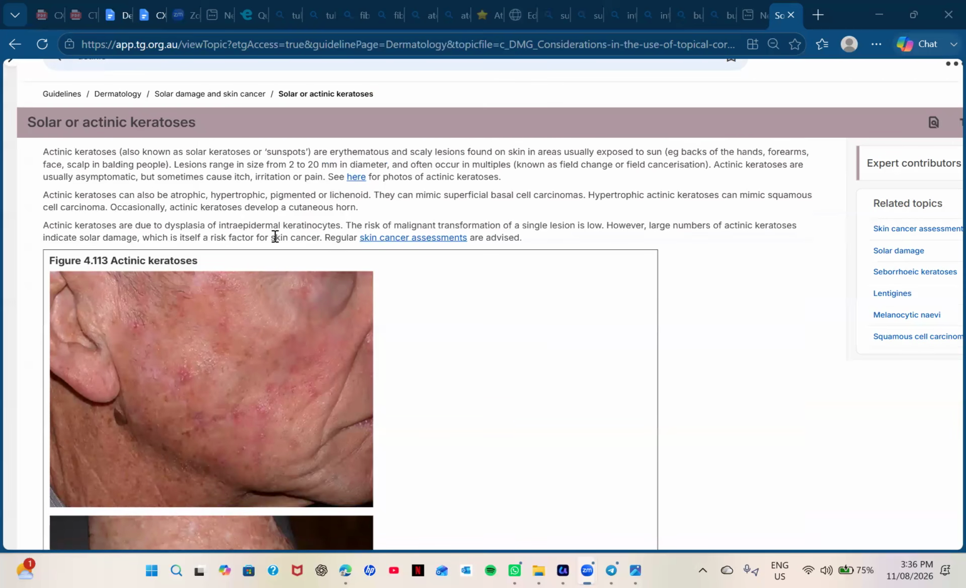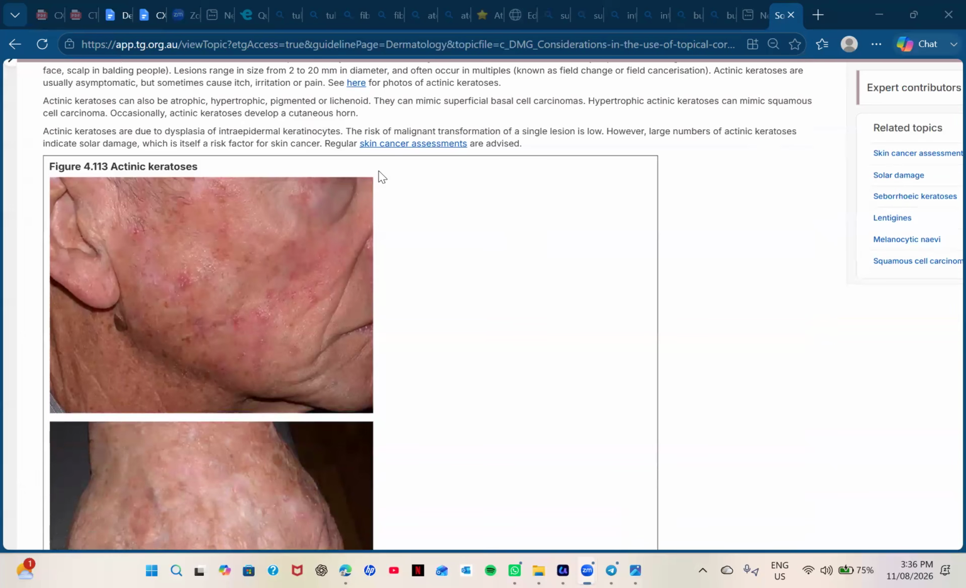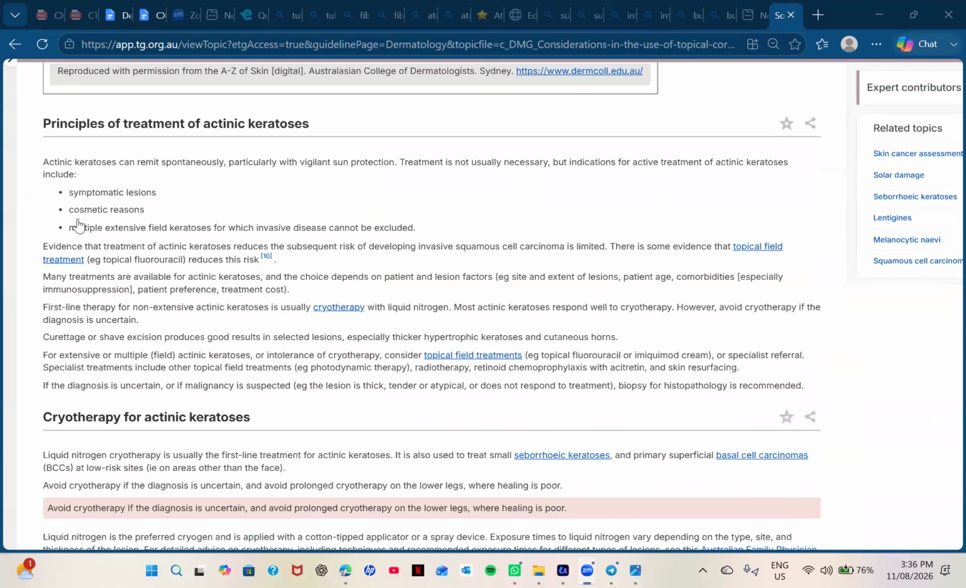It can be atrophic, hypertrophic, pigmented, or lichenoid. It can mimic superficial basal cell carcinoma, and hypertrophic actinic keratosis can mimic squamous cell carcinoma. So what is the treatment?